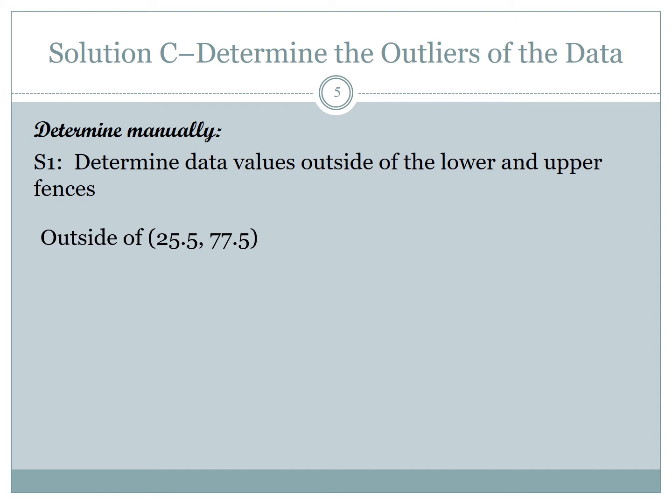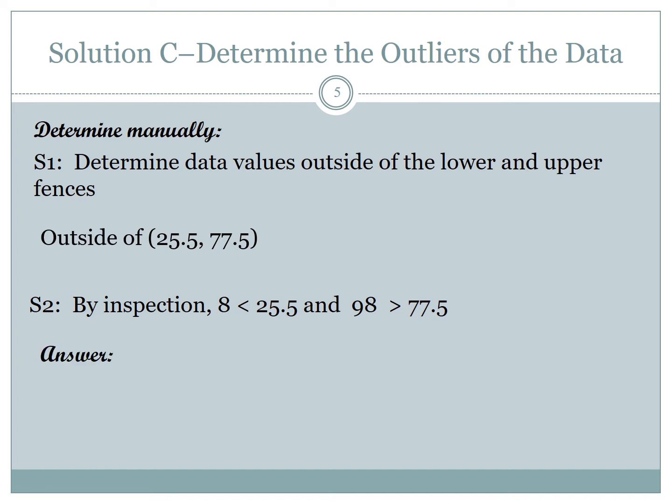So you see I form an interval from 25.5 to 77.5. Those are the two numbers I asked you to write down. The 25.5 is the lower fence and 77.5 is the upper fence. Anything outside of these bounds would be considered outliers. By inspection, just looking at the data and comparing it to the lower fence and the upper fence, we see that 8 is smaller than 25.5, and we also see that 98 is bigger than 77.5.